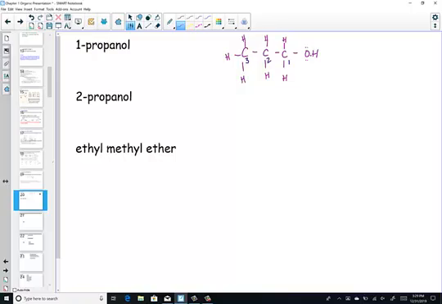What else could we do? Well, we could still have our 3 carbons in a row, but instead of having the OH on carbon 1, we could have placed it on carbon 2. 1, 2, 3, 4, 5, 6, 7 hydrogens complete each of the carbon's required 4 bonds. And we know that the OH is a bond and oxygen has 2 sets of dots. So I call that 2-propanol because on carbon number 2 we see the alcohol group.